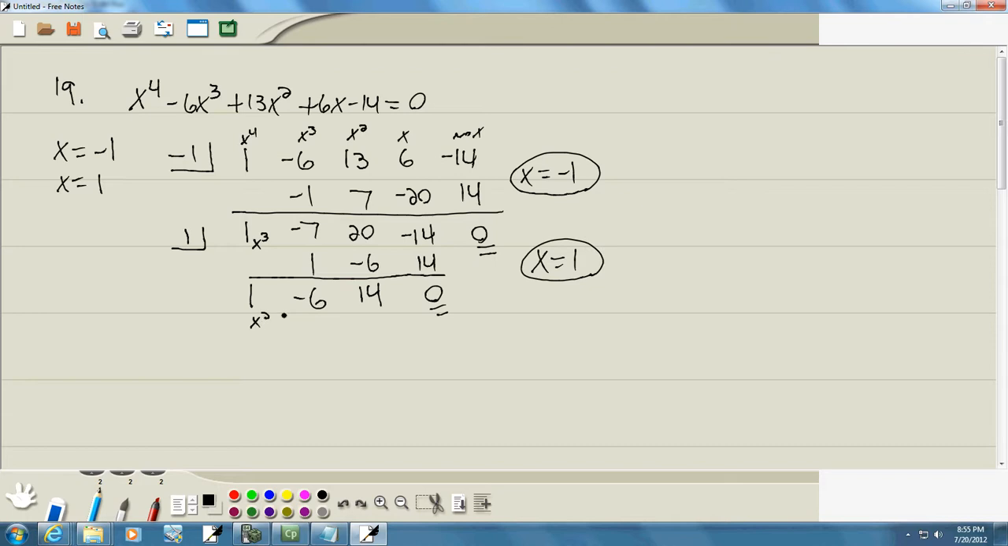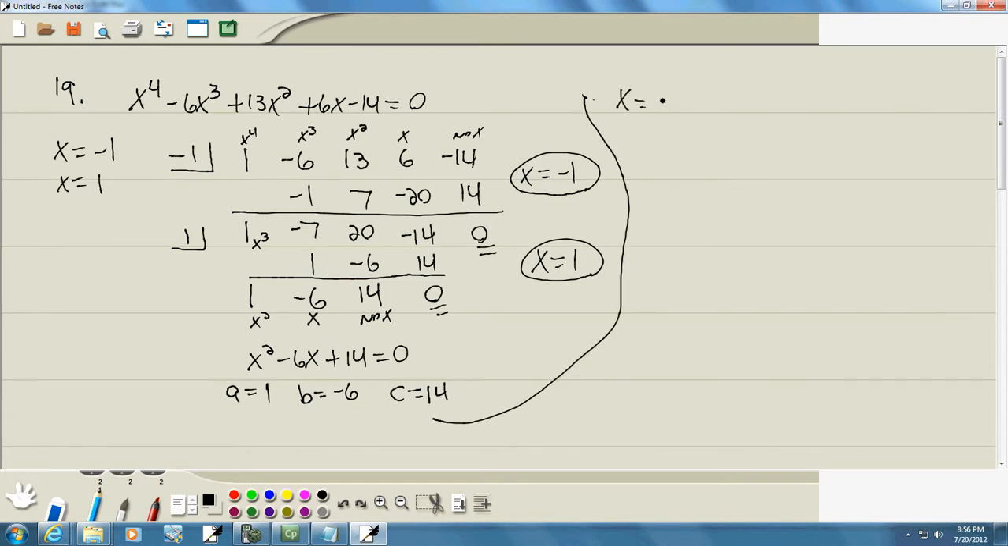And now we're down to the x squared level. So that's x squared, x, and our no x, our constant term. So we got x squared minus 6x plus 14 equal to 0. Now this won't factor, so we have to use the quadratic formula. First thing we'll do is identify our a, b, and c. A is the number before your x squared, which is 1. B is the number before your x, which is -6. And c is your number at the end, which is 14.